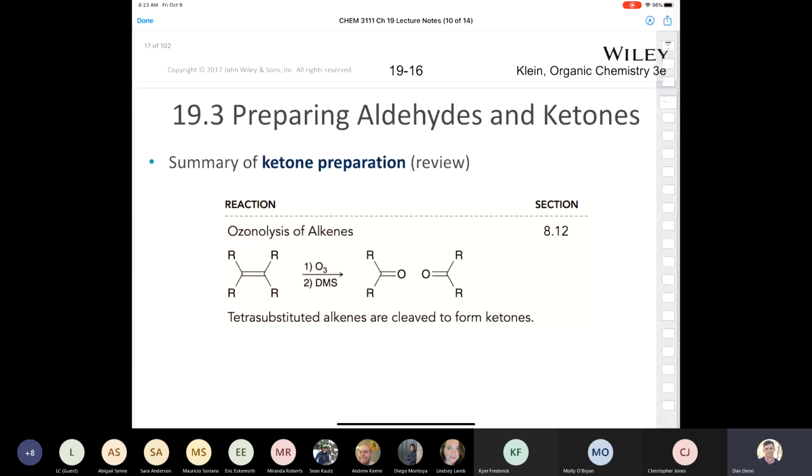Next is the preparation of a ketone via that same ozonolysis reaction. And the way that this works is if we have R groups here, we have two R groups on, or at least, two R groups on one of the carbons of the carbon-carbon double bond, right? If we have two R groups, then we can end up with a ketone or a ketone and an aldehyde, depending on the situation. But anyhow, tetrasubstituted alkenes are cleaved by ozonolysis, treatment with ozone followed by dimethyl sulfide, and then we form a ketone.